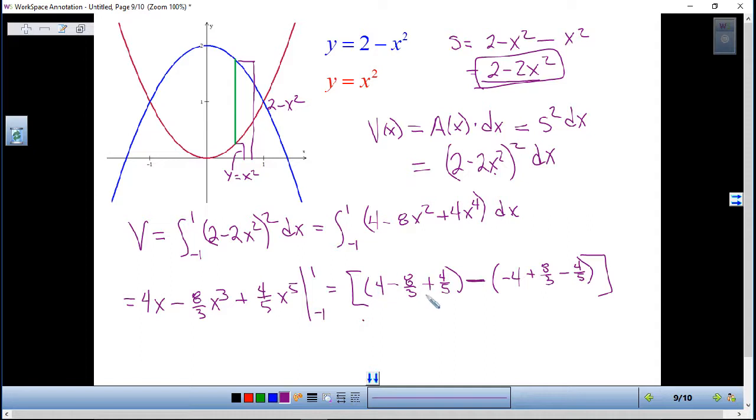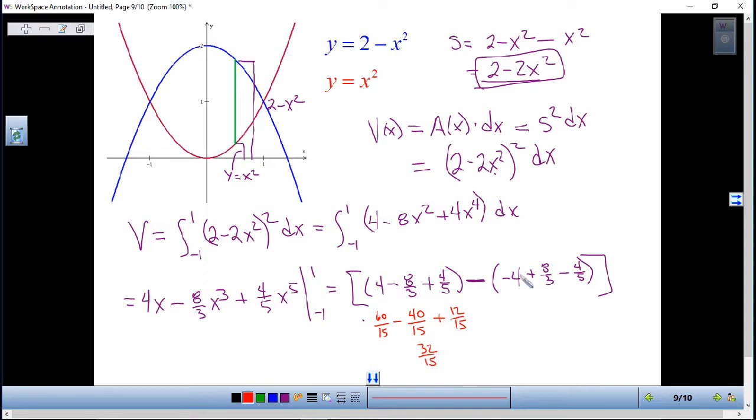So we need to do the fractions here. What's a common denominator between 4, 8 thirds, and 4 fifths? Well, it's going to be 15. So you're going to have to change each one of these to 15ths. 4 in terms of 15ths is going to be 60 15ths minus this one, which is going to be multiplied by 5 top and bottom, so you end up with 40 over 15. And then plus, this one's going to have to be multiplied by 3 top and bottom, so we end up with 12 over 15. So we end up with 60 minus 40, which is 20. 20 plus 12 is going to give you 32 over 15.